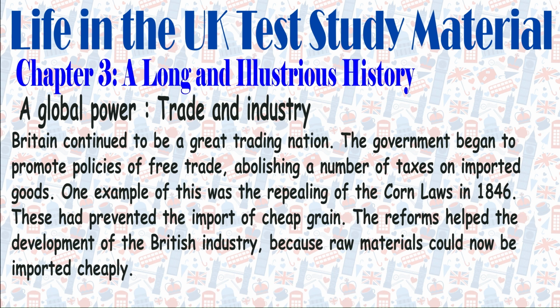Trade and industry. Britain continued to be a great trading nation. The government began to promote policies of free trade, abolishing a number of taxes on imported goods. One example of this was the repealing of the Corn Laws in 1846. These had prevented the import of cheap grain. The reforms helped the development of the British industry, because raw materials could now be imported cheaply.